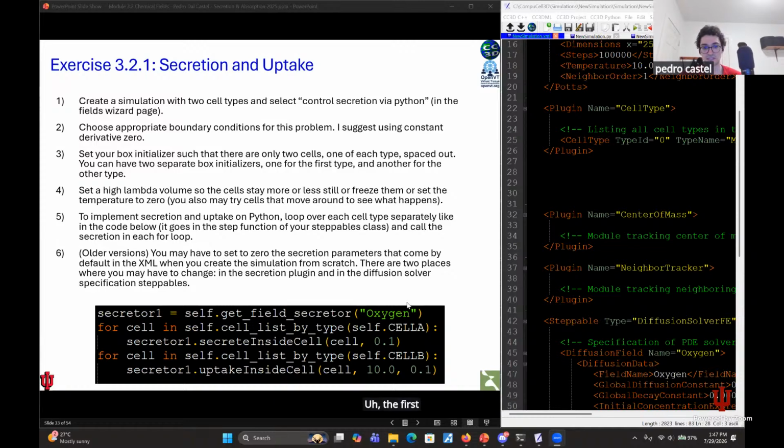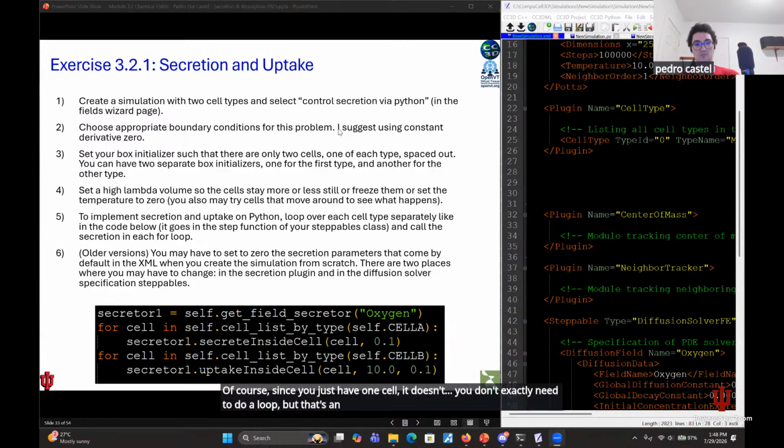The first line is getting the field object, and then for cell in the cell list by type CellA, you do a secretion, and for cell in cells of type B, you do an uptake. Of course, since you just have one cell, you don't exactly need a loop, but that's an easy way to acquire the cell object anyway.